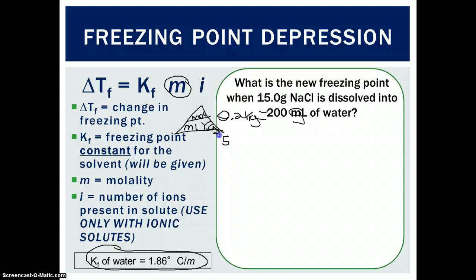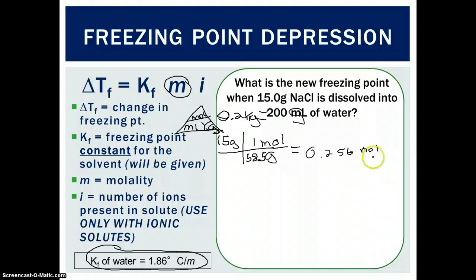I have 15 grams of sodium chloride. To convert that to moles, grams goes down here, moles goes up here. That's my molar mass. It's always per 1 mole. The molar mass of sodium chloride I get by adding the molar masses of sodium and chlorine together. And I calculate this, 15 divided by 58.5. I get 0.256 moles.